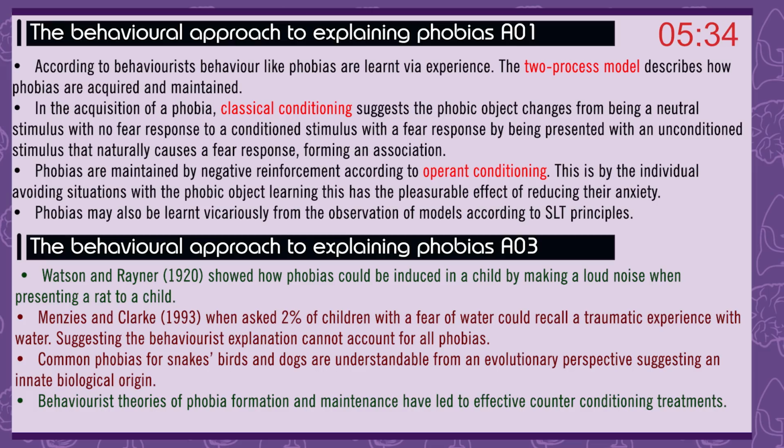Common phobias for snakes, birds and dogs are understandable from an evolutionary perspective, suggesting an innate biological origin. Behaviourist theories of phobia formation and maintenance have led to effective counter-conditioning treatments, suggesting the theory is valid.